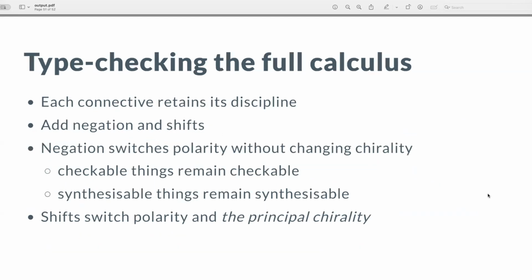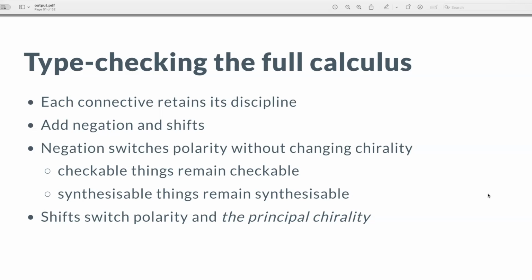But what happens once we combine the two calculi together? Each of the connectives from the subcalculus retains the bidirectional checkable discipline, and we need to add negation and we need to add the shifts. Negation switches polarity without changing chirality. So remember, negation embeds positive values into negative values and negative values into positive values. And because the primitives are always checkable, switching polarity to a primitive doesn't change the fact it's checkable. The same way for the patterns. That doesn't change the complexity.